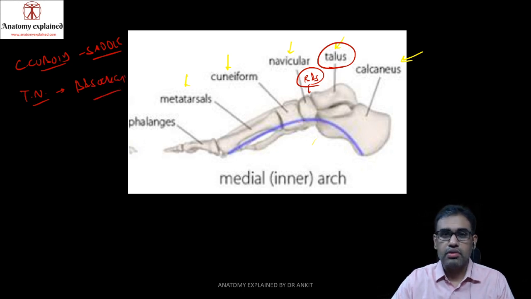This is how the arches are formed, mainly the medial longitudinal arch. You can see it is concave inferiorly, it is like a half dome.